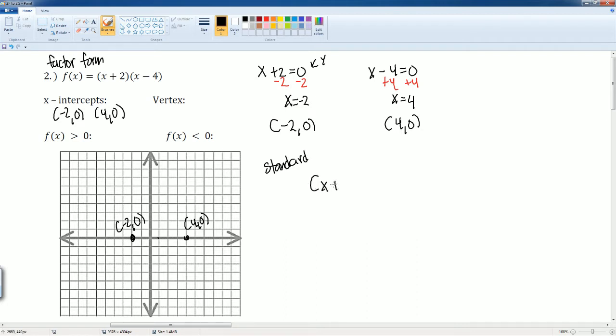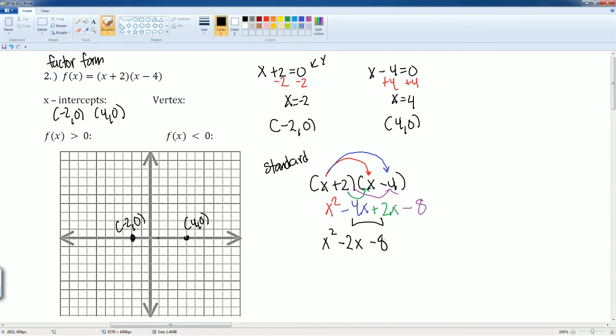So you have x plus 2 and x minus 4. Let's distribute. So x times x gets you x squared. Follow the arrows. x times negative 4 is negative 4x. Then you have 2 times x is 2x, and then 2 times negative 4, which is negative 8. Together, these are like terms. So it's x squared minus 2x minus 8. You have a equals 1, b equals negative 2, and c equals negative 8.